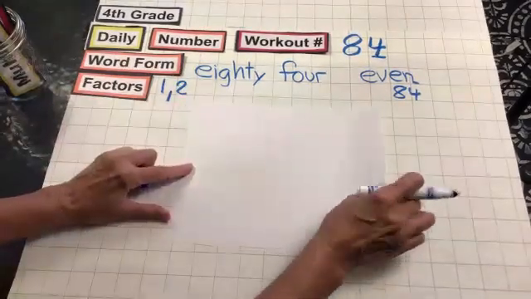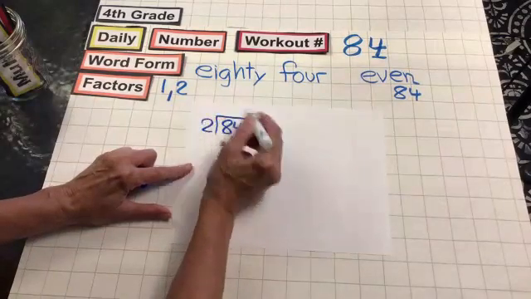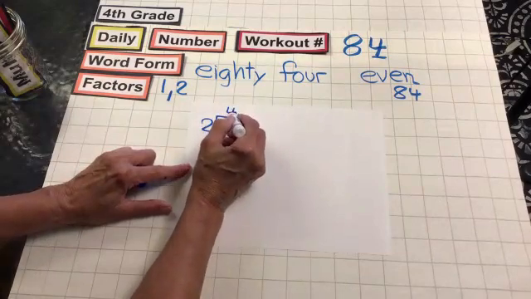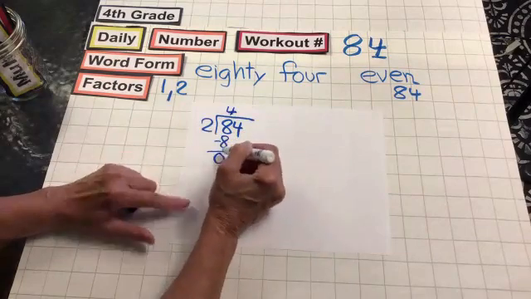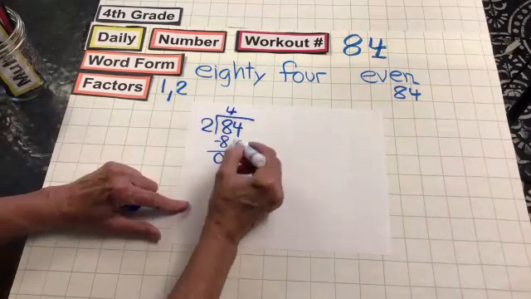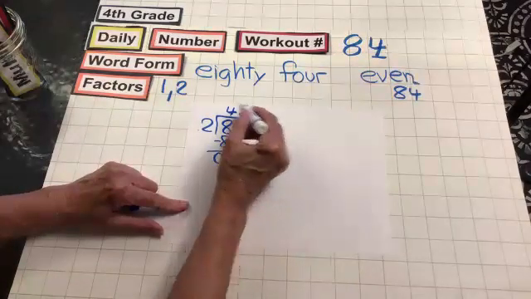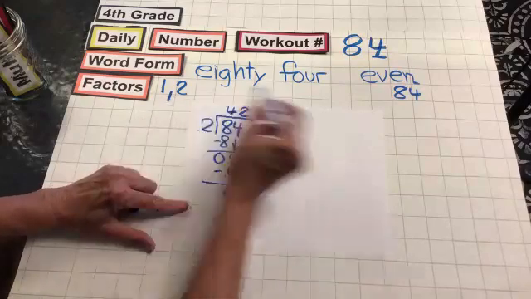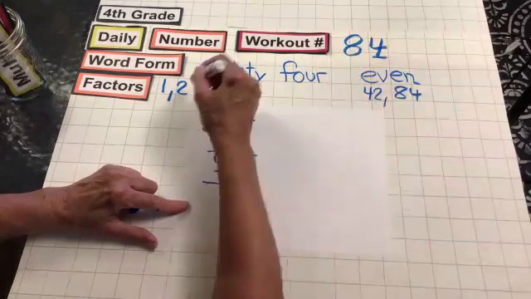We're going to divide here. So we put the 84 in the box and a 2 outside. 2 goes into 8 4 whole times because 4 times 2 is 8. We subtract that out and we get 0. That column's done. Let's drop down the 4. 2 goes into 4 2 times because 2 times 2 is 4. Subtract that out, we get 0. So 2 goes into 84 42 times.